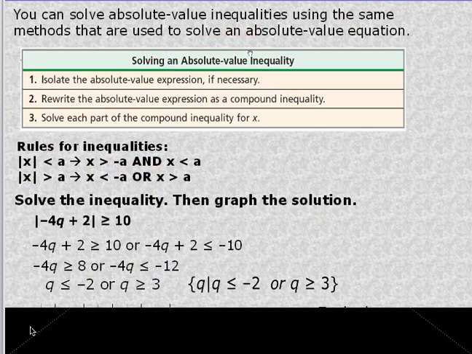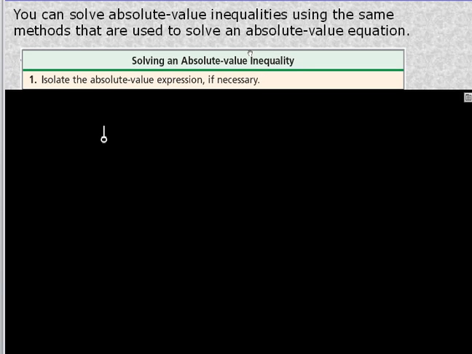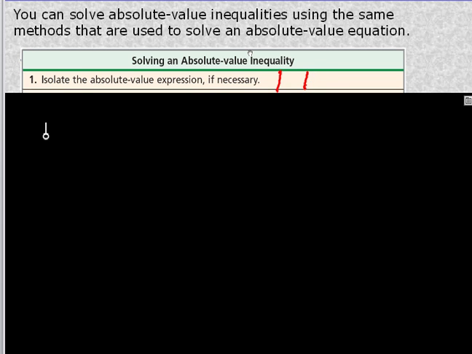Now we're going to look at inequalities that are a little more complicated because we have two possibilities, the absolute value being greater than or the absolute value being less than. So we can solve the absolute value inequalities using the same sort of methods that we just used for equations. Here are the basic steps. First thing you want to do is isolate the absolute value expression. So that means whatever is in between the vertical bars. It doesn't matter how complicated that is, but you've got to get that by itself. And we saw that in the second example where I had to add 6 to get the absolute value expression by itself.